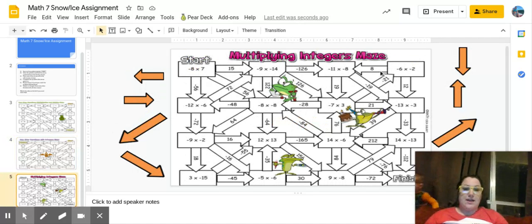And third, multiplying integers. So you'll start here. -8 times 7 equals what? Is it -56, +56, or 15? So you're going to use that and then drag the arrow over wherever you decide. Again, in the end, you should have arrows that start from the starting point and end at the finishing point.